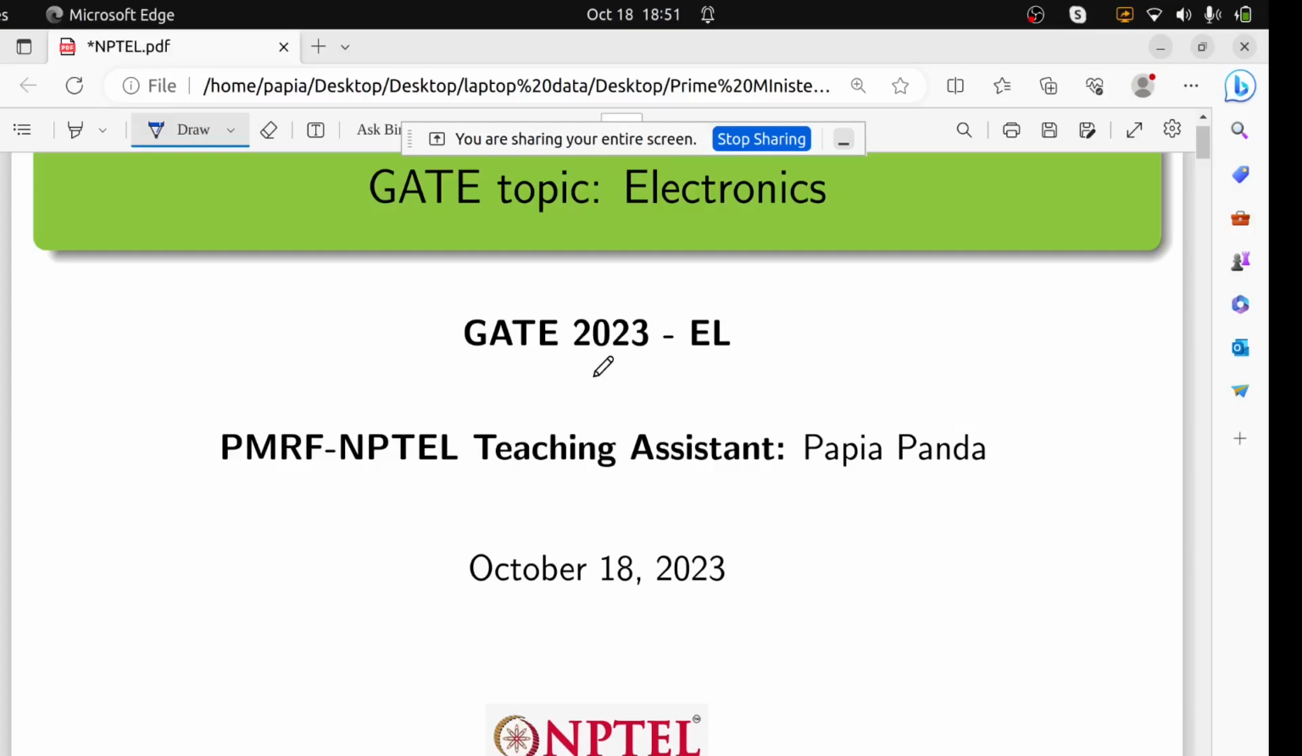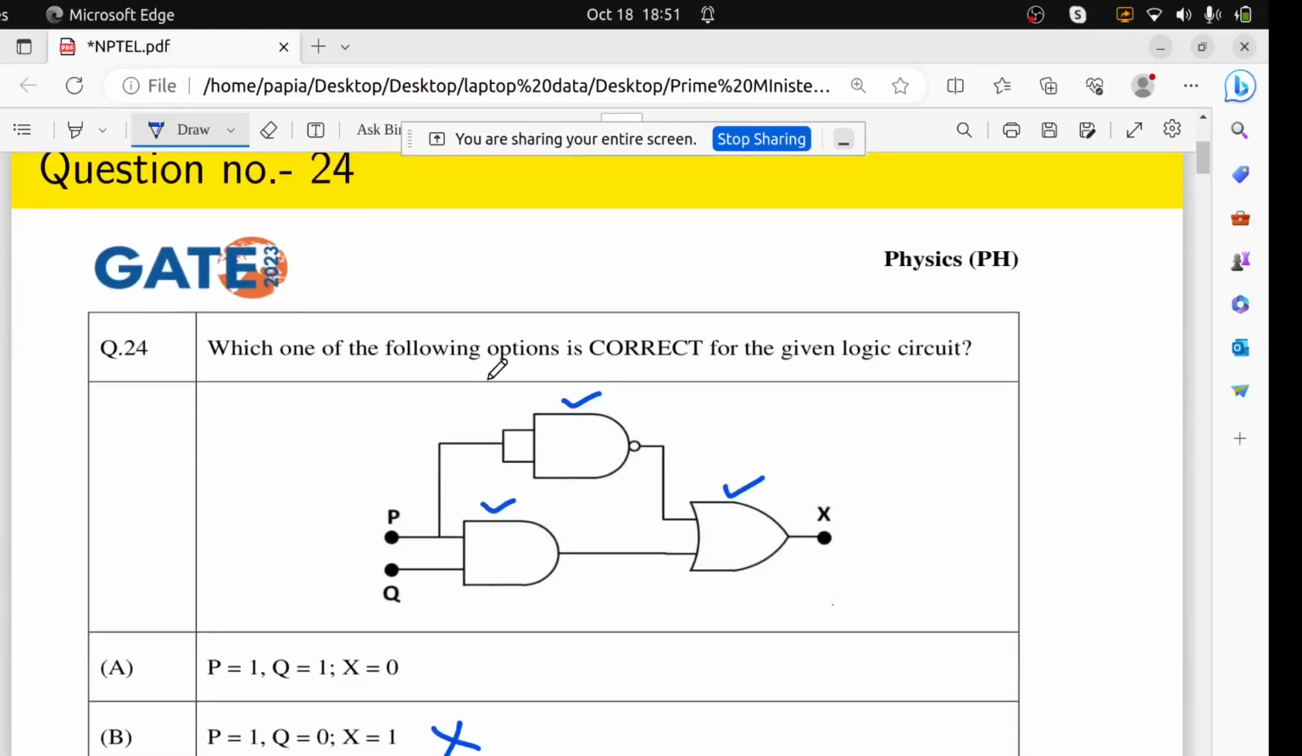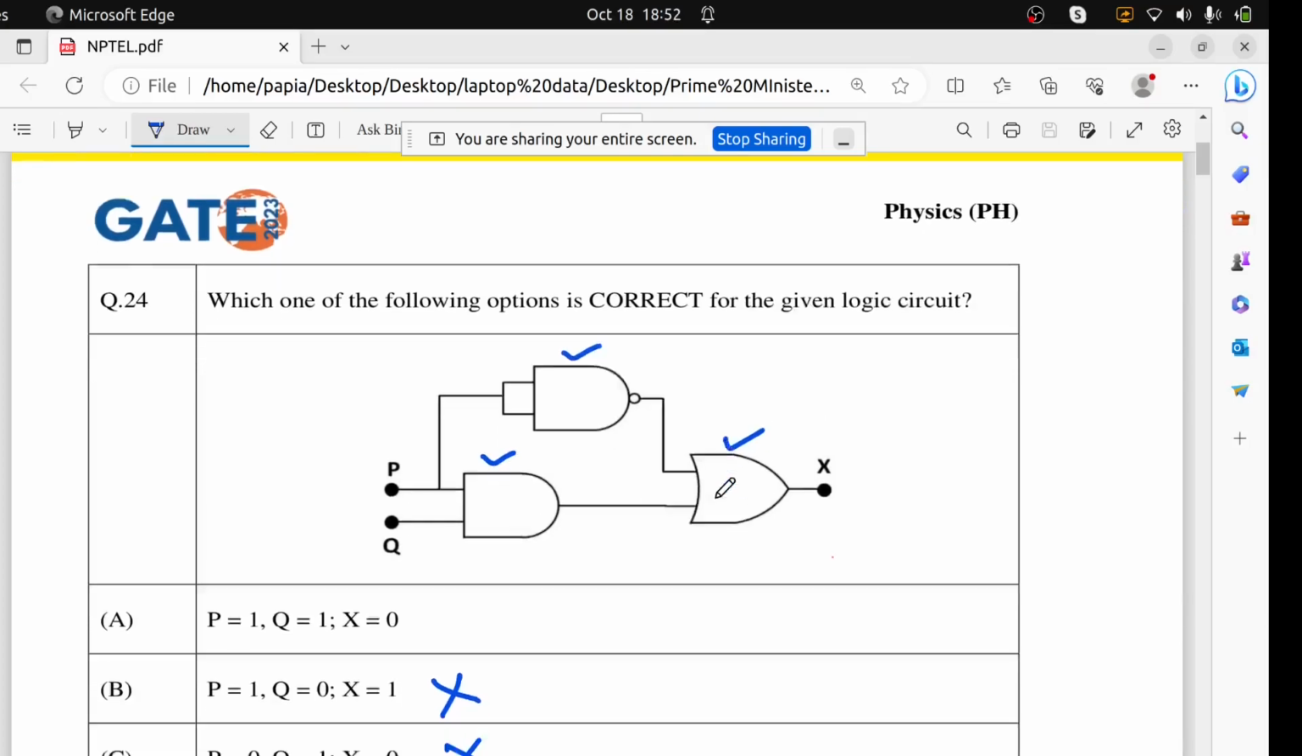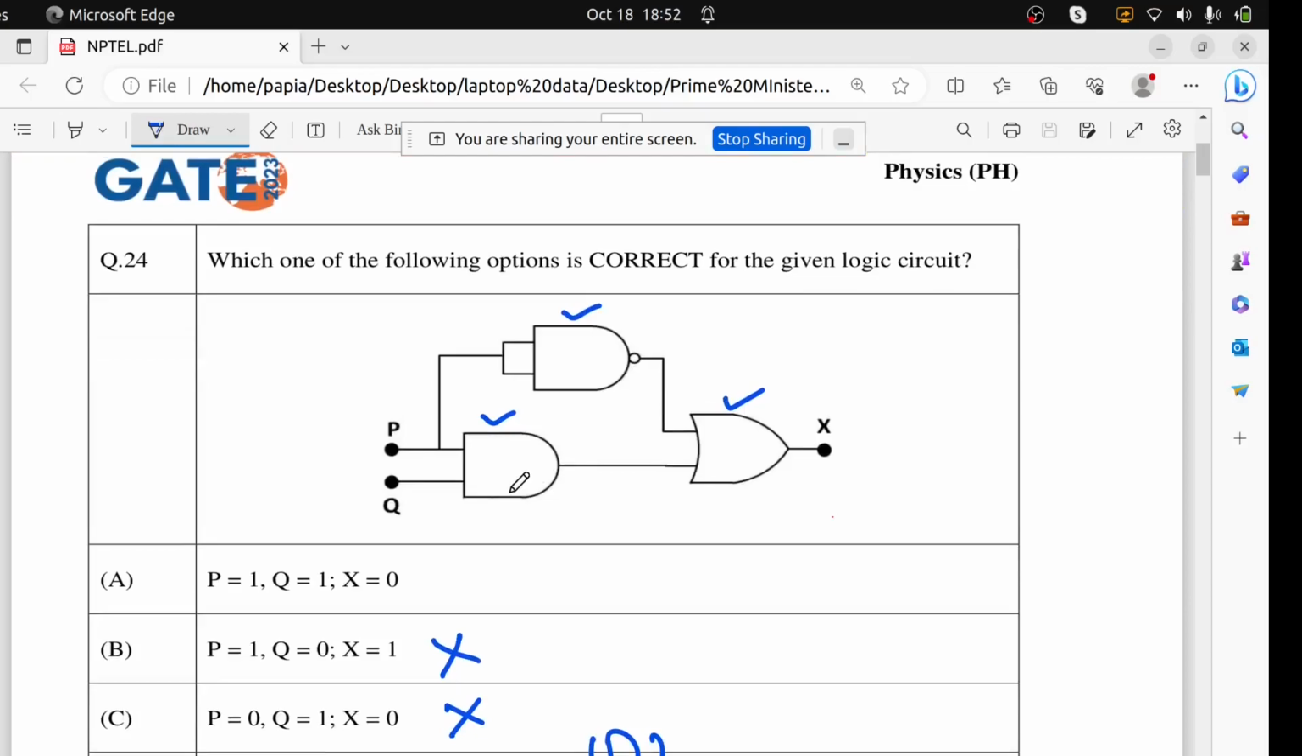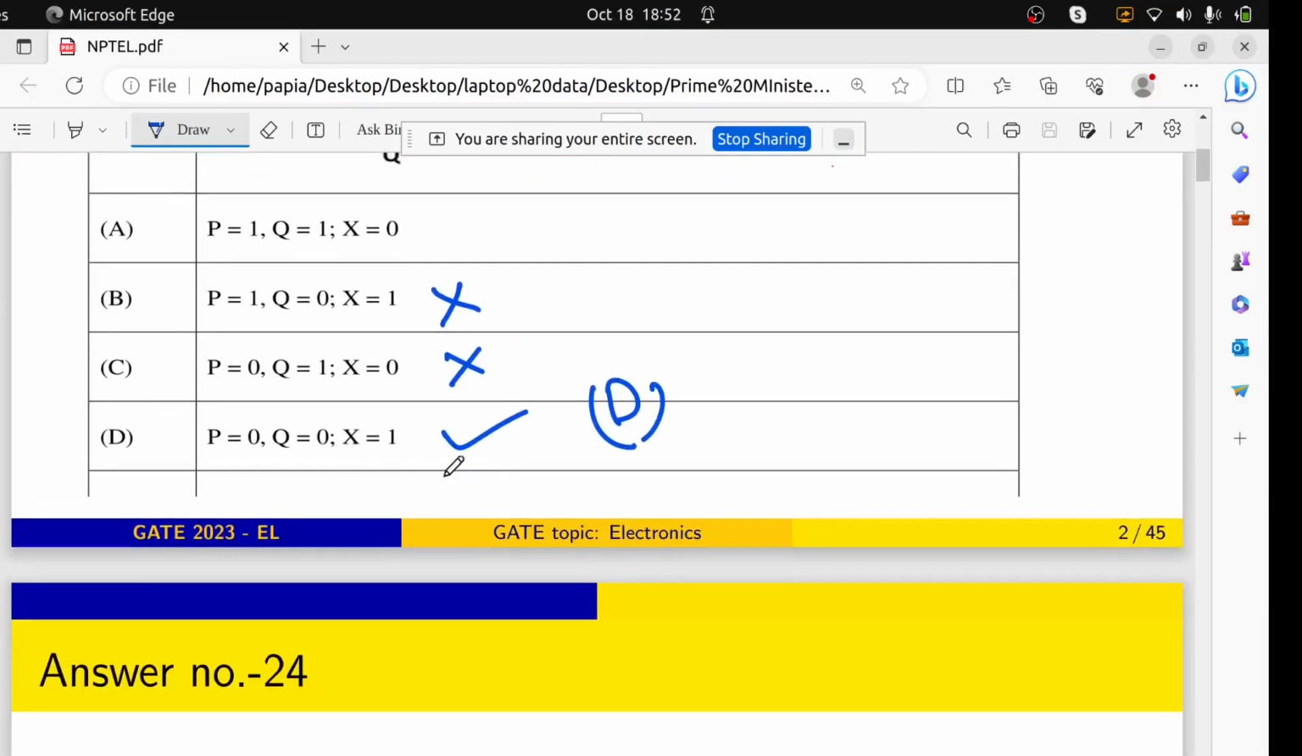So this is from the GATE 2023 question paper, and the question is: which one of the following options is correct for the given logic circuit? Someone has already written that one when I just did that. So the correct answer is D.